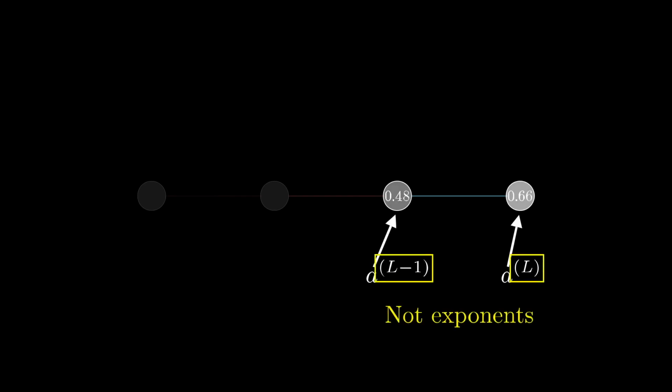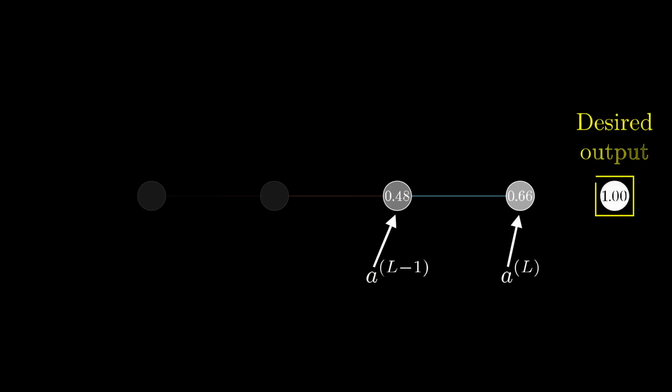Let's label the activation of that last neuron with a superscript L, indicating which layer it's in. So the activation of the previous neuron is a^(L-1). These are not exponents, they're just a way of indexing what we're talking about, since I want to save subscripts for different indices later on.